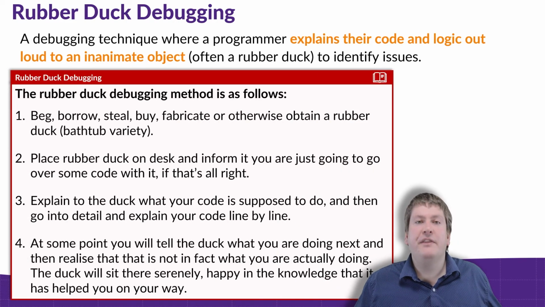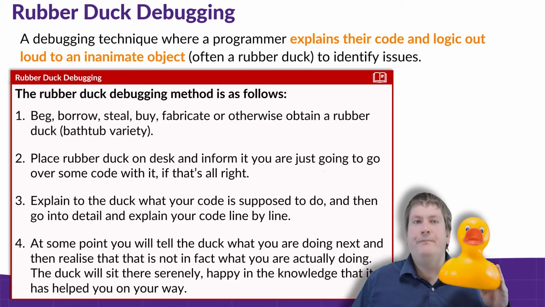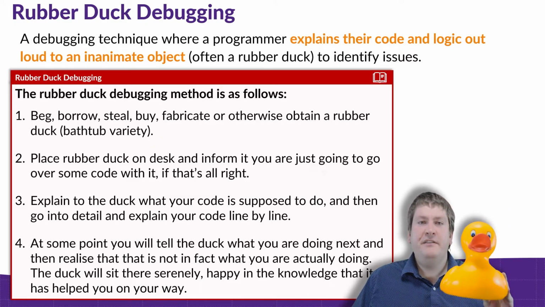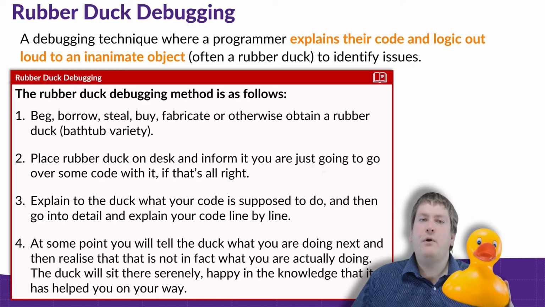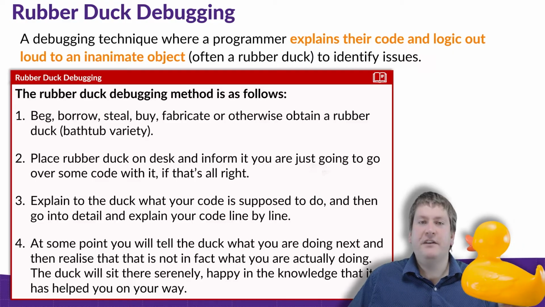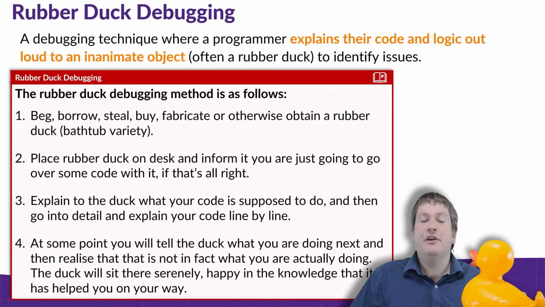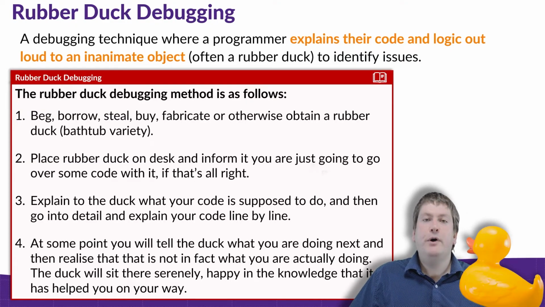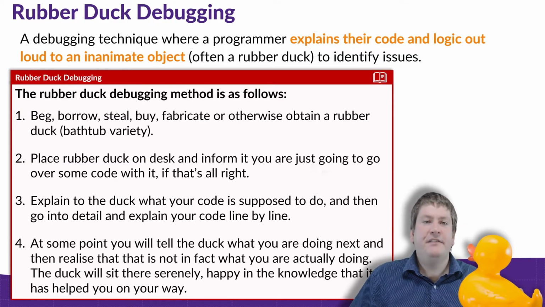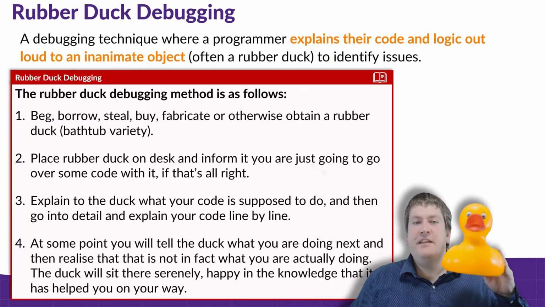So here's how this method works. First, we beg, borrow, steal, or otherwise fabricate a little rubber ducky, bathtub variety. Then we place it on the desk in front of us and inform it that we're just about to go over some code with it, if that's all right. Then you want to explain your code to the duck and say what your code's supposed to do, and then go into detail and explain your code line by line. At some point, you're going to tell the duck what you're doing next, and then realize that's not in fact what you're actually doing, and the duck will sit there sincerely happy in the knowledge that it has helped you along your way.